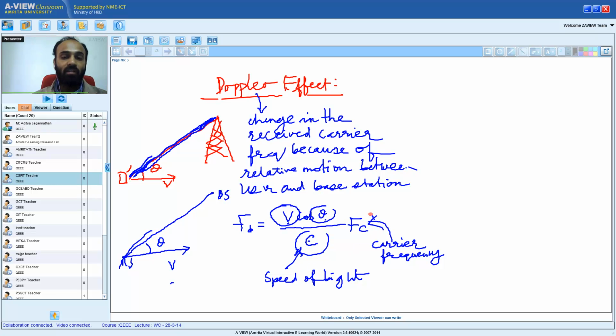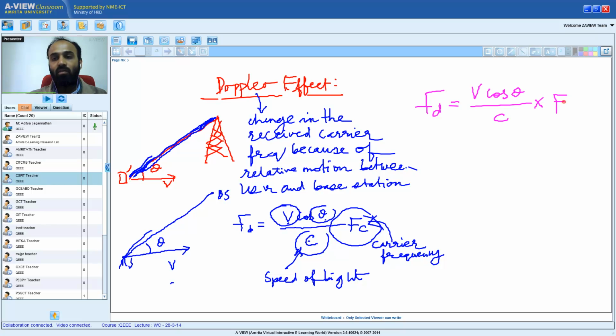Of course, the carrier frequency itself has an important role to play, because if the carrier frequency is large, then the shift is also large. If the carrier frequency is small, then the shift is also small. So the shift is proportional to the carrier frequency. Therefore, Fd equals v cosine theta by c times Fc.